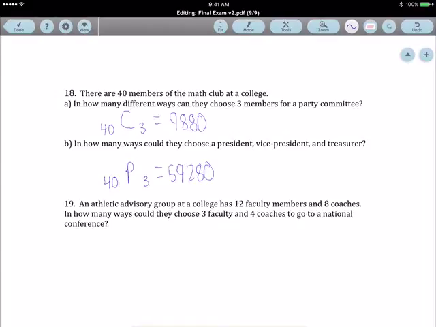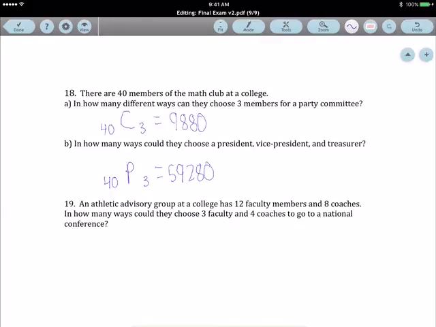Let's look at number 19. It says, an athletic advisory group at a college has 12 faculty members and 8 coaches. In how many ways could they choose 3 faculty and 4 coaches to go to a national conference? So is this going to be a permutation problem or a combination problem? It's a combination because they're not being picked in any particular order. They're not being picked first, second, third, fourth, anything like that. So it's a combination problem.